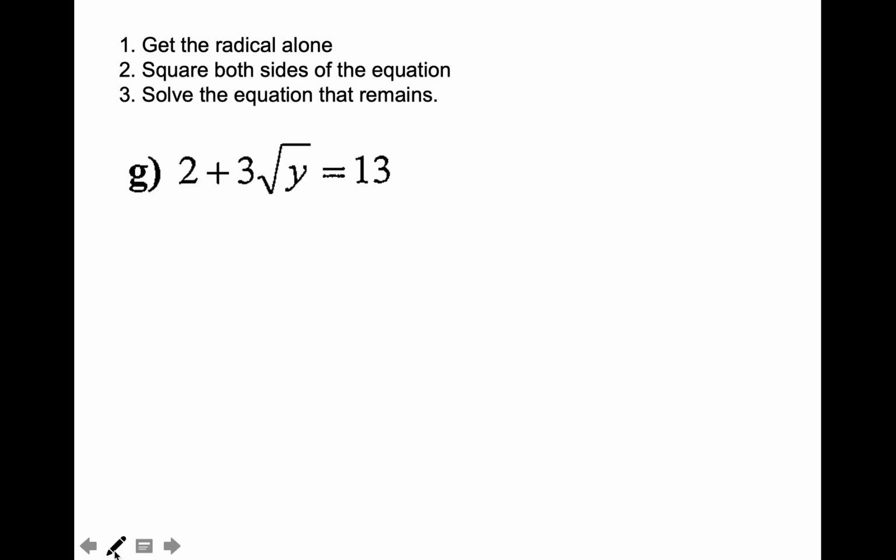Let's see, 2 plus 3 radical y equals 13. I need to get the radical by itself, so the first thing I'm going to do is get rid of this 2 right here. I'm going to subtract 2 from both sides. So I'm left with 3 radical y equals 11.